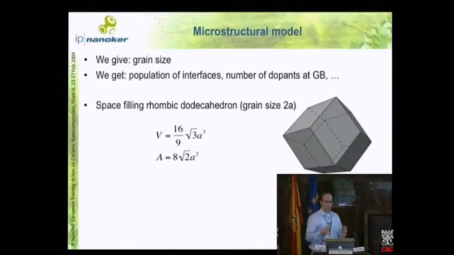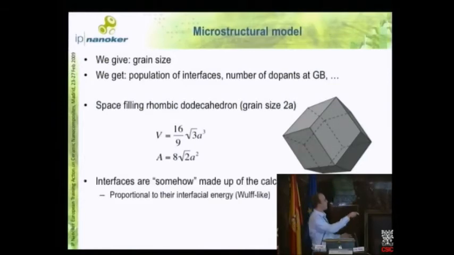Normally people tend to use spheres to approximate grains. Spheres are not all that good because they're not space filling. So what we decided to go with is a rhombic dodecahedron, which has the advantage of being space filling. And so we have this grain here. The radius of the sphere which encloses it would be 2a. So we say we have this thing which has a grain size of 2a. You can then calculate its volume and surface area by quite simple equations.